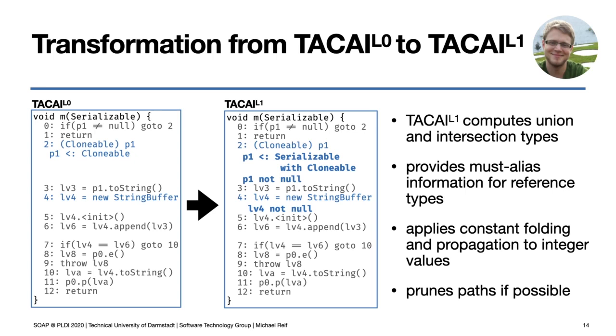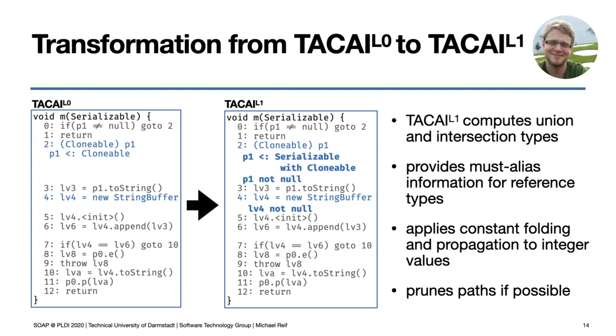Previously, from TAC L0, we knew that P1 is a subtype of Cloneable, but now we know that because it originally was Serializable, the parameter 1 has to be Serializable, and then it was cast to Cloneable. We know that's an intersection type of Serializable with Cloneable. And we also know that P1 is not null because of the null check from line 0.